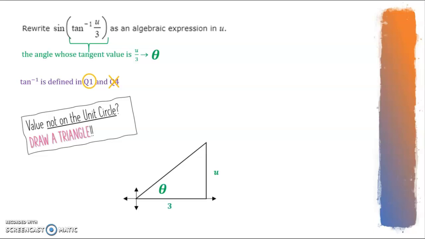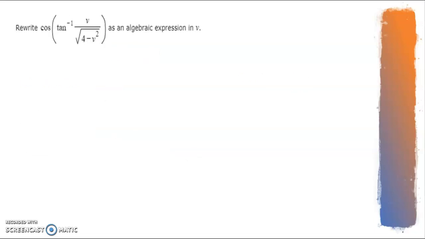Again, I drew it in quadrant 1 because that's where inverse tangent is defined and the value is positive. I'll put on my theta, my opposite, and my adjacent, and then I'll use the Pythagorean theorem to find the hypotenuse. And then I'm looking for the sine of theta, and the sine of theta, according to my triangle, is right there.